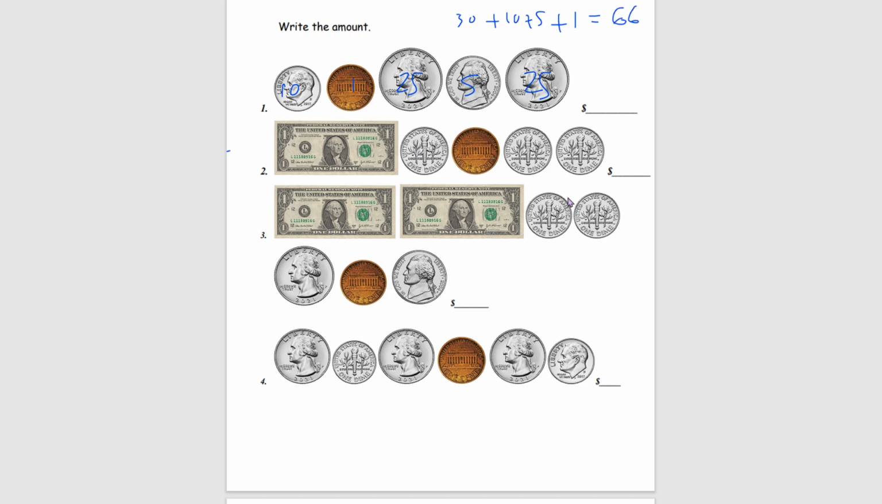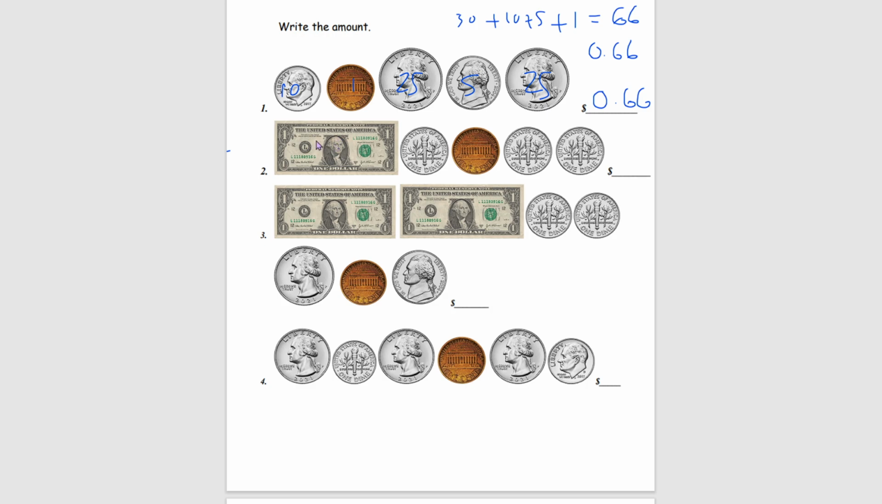And since this is only cents, 66 is actually only equal to $0.66. So our answer is $0.66. For number 2, we're doing the same thing, but this time we have a dollar sign.